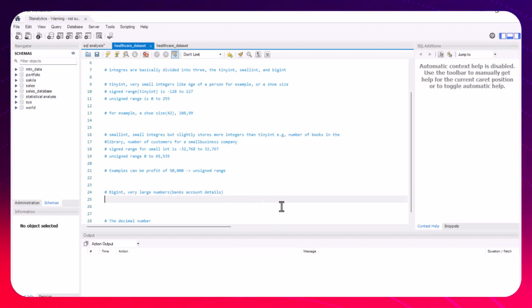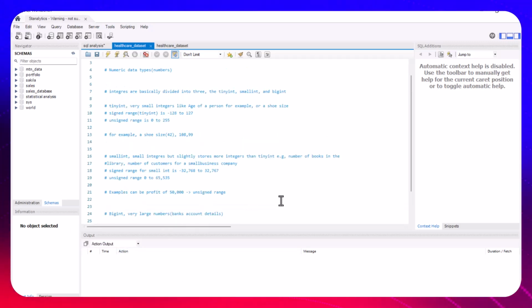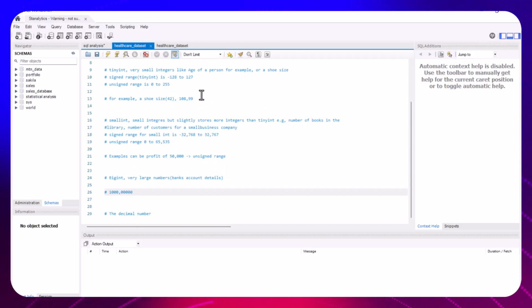So you can decide to store an integer of $1 million. So they are big integers. So big integers are mostly used in currency related data information, currency related data. That's what you use big integers for.